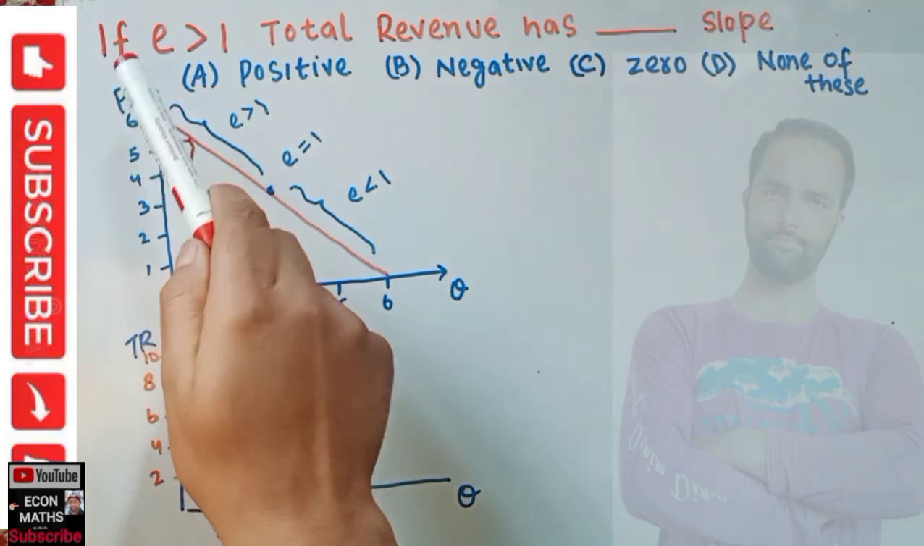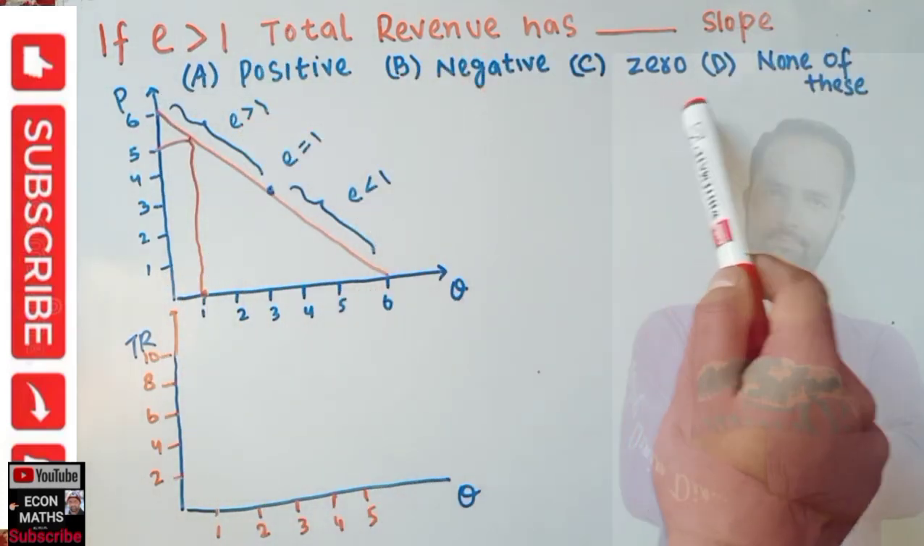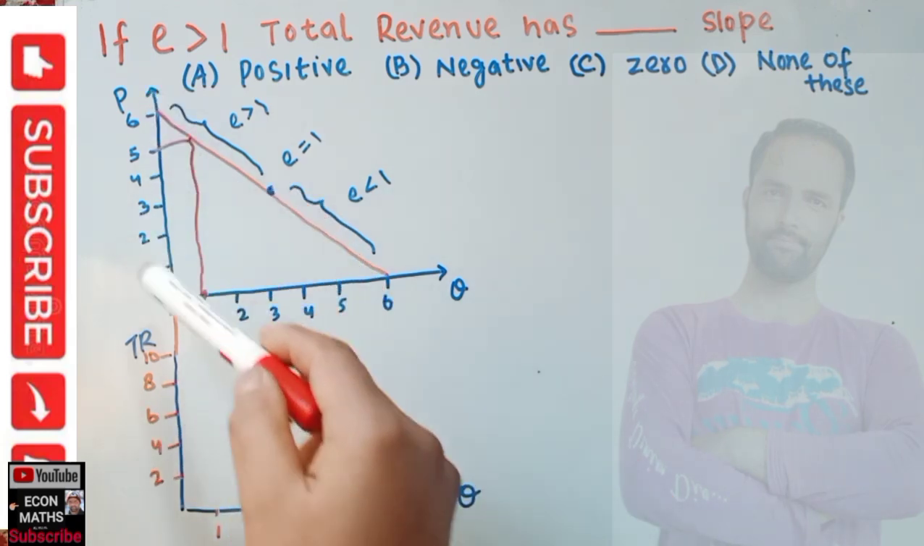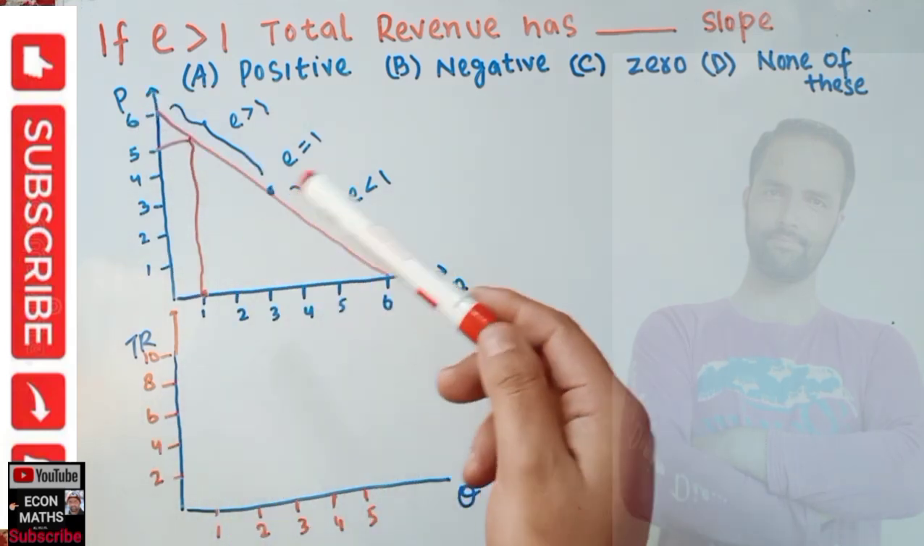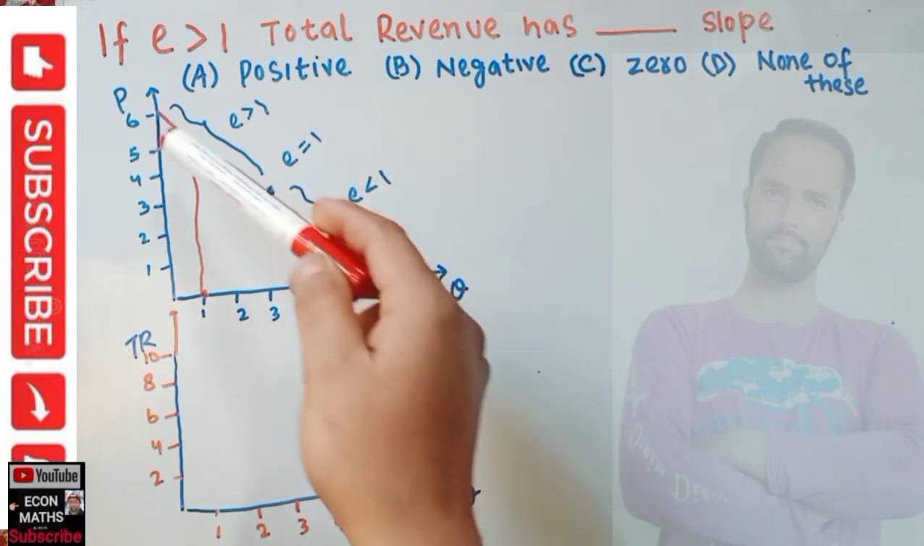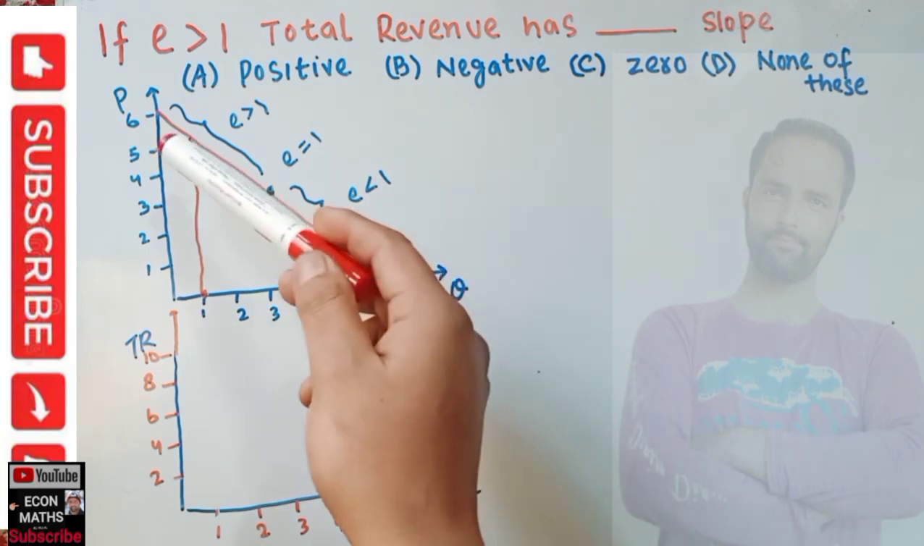If elasticity is greater than 1, total revenue has a slope: positive, negative, 0, or none of these. Okay, so how to find this? We have the linear demand curve, and I have explained it in clear terms in the earlier video that elasticity along a demand curve changes. It is not constant.